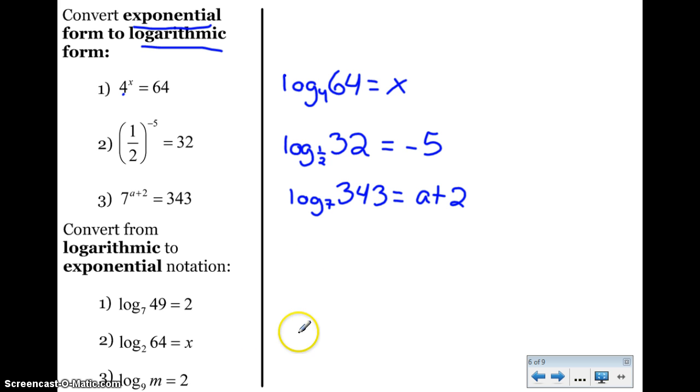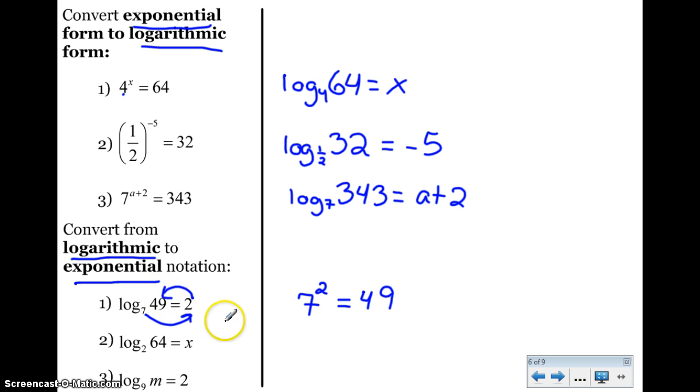All right, now let's go the opposite way. If I'm going to convert from log form to exponential form, I'm going to start with my base, because my base is easy to find here, right? Base is 7. Now, this was my base. My exponent was on the other side of the equal sign, so that means it's going to be raised to the second power, and it equals 49. So 7 raised to this power equals that number. Kind of goes in a little circle. 2 raised to the x power equals 64. And then 9 raised to the second power is equal to m.